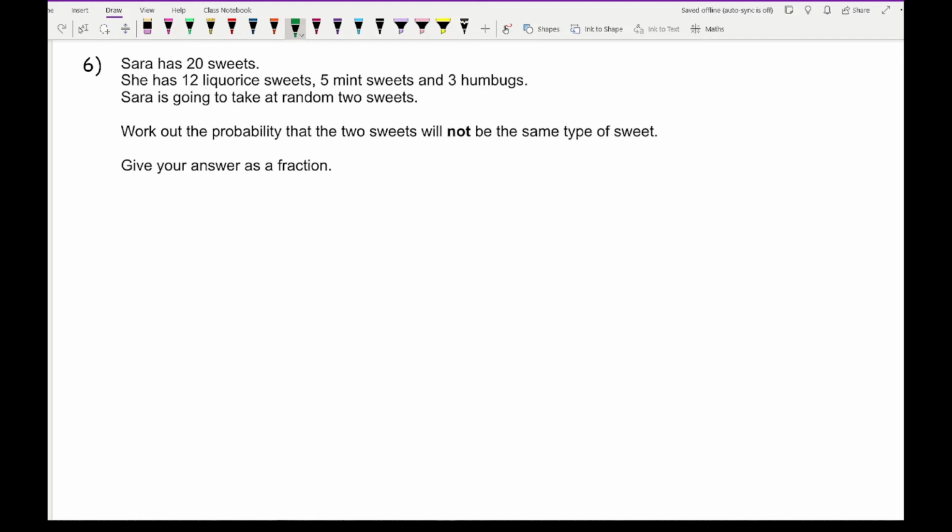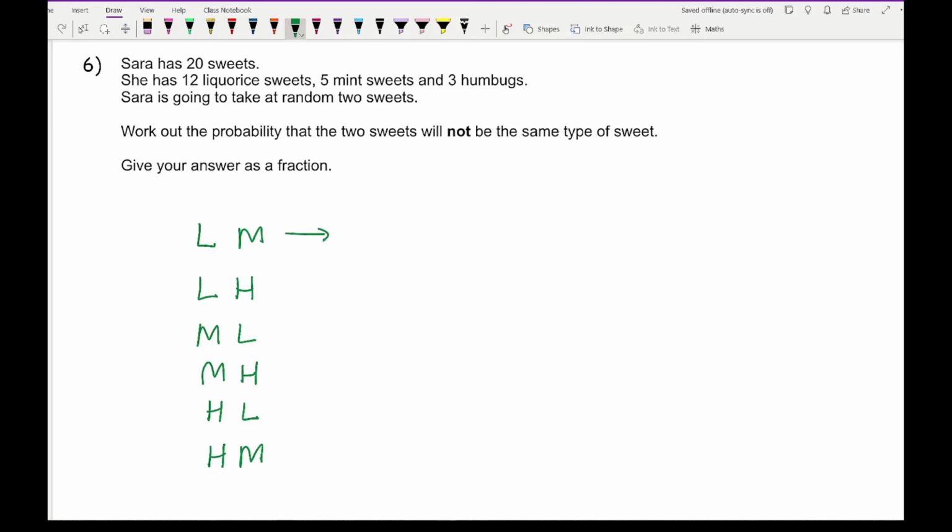So either I can have, now let's try this without drawing a tree diagram. So either I could have a licorice and mint, or I could have licorice and a humbug. I could also have a mint and licorice, or mint and a humbug, and I could also have humbug and licorice, or humbug and mint. So they're the 6 possible combinations that I could have.